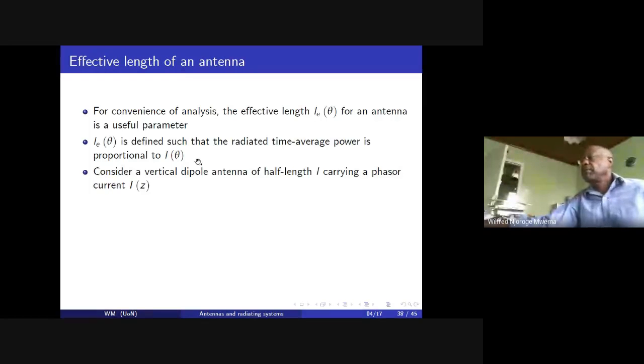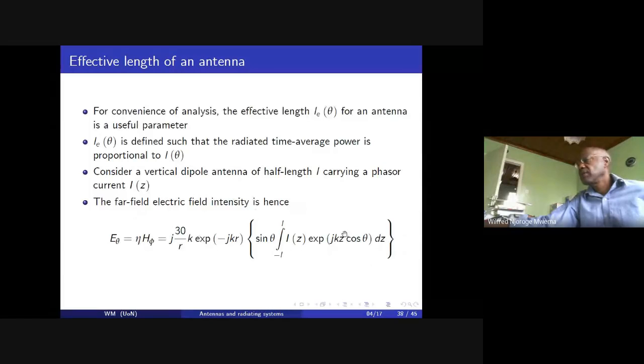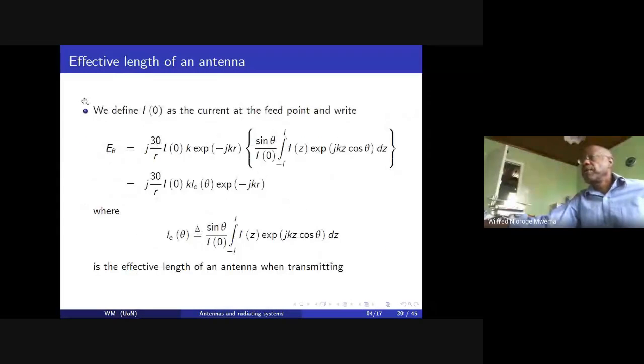So consider a vertical dipole antenna of half length L carrying a phasor current of Iz. The far field electric field intensity is given by that integral that we have already seen before. Now, we'll define I0 as the current at the feeding point of the antenna, and express E theta in the following form. We'll normalize the Iz that is flowing on the line to the current at the feed point, and integrate it. And therefore we'll get a value of 30 by R, I naught, K, L E theta, with an exponent of minus j K R, where L E theta is defined as this bracketed term there.